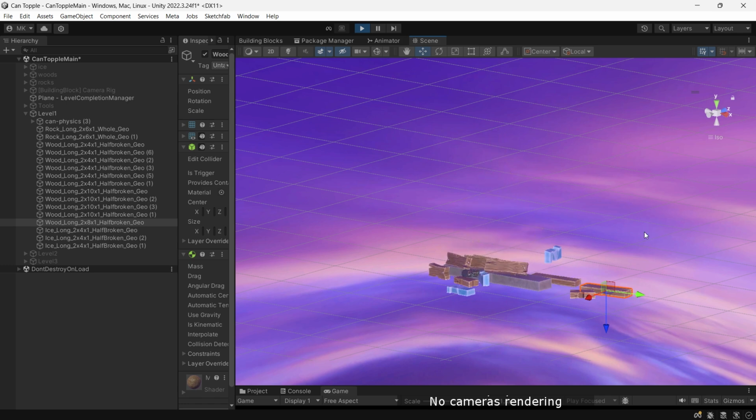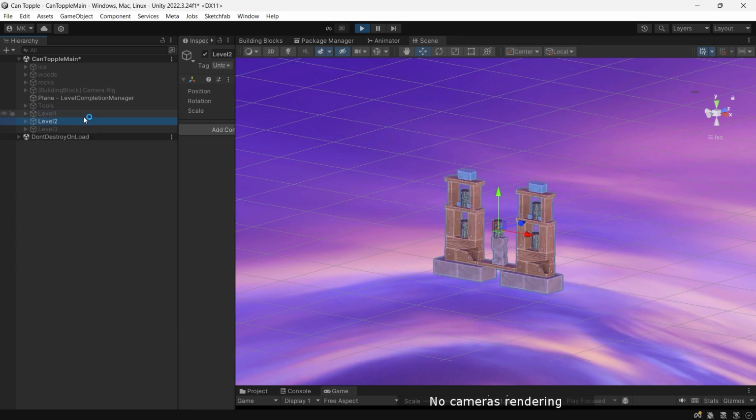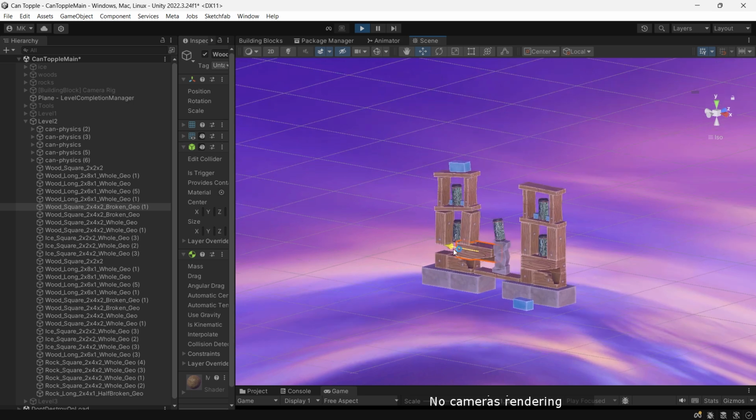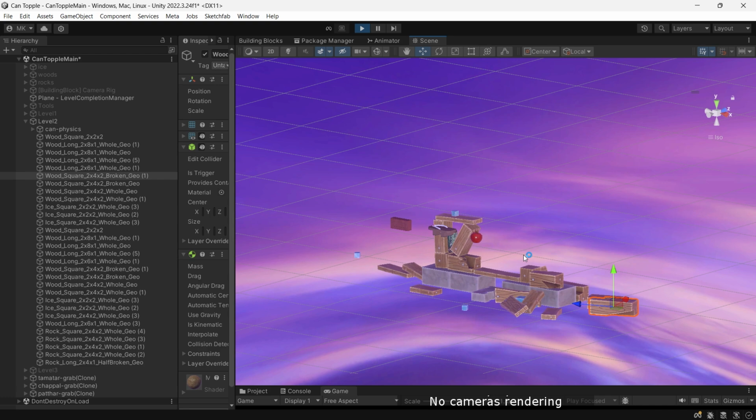Oh, and there it goes. Like that. Okay, let's try with another level. This one. There you go. See, ice is so slippery. It's moving the entire things because of that. Also, now let's pick up this wood. Let's try moving it. Oh, look at that. See?